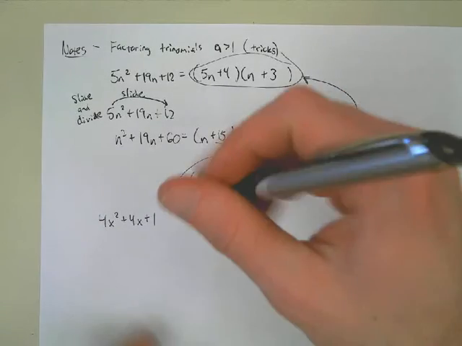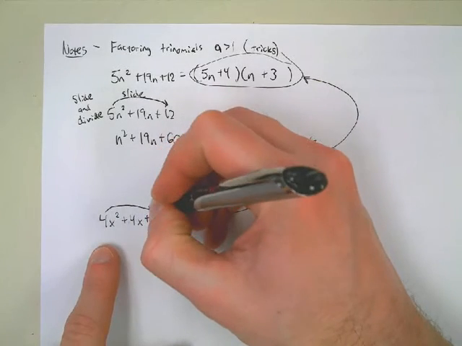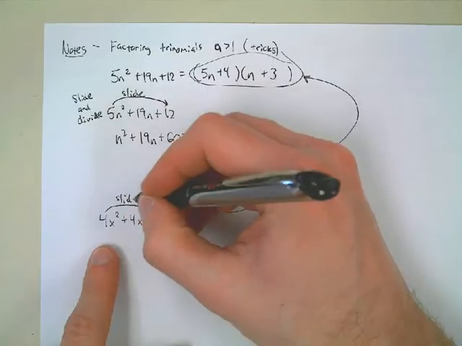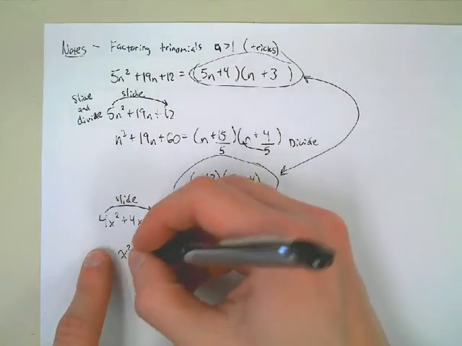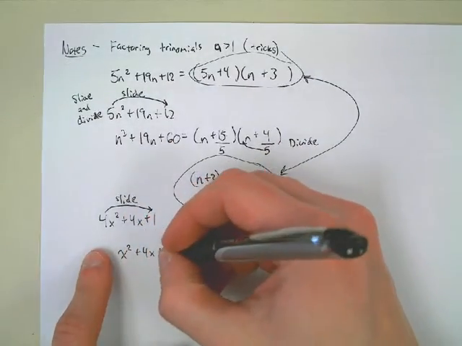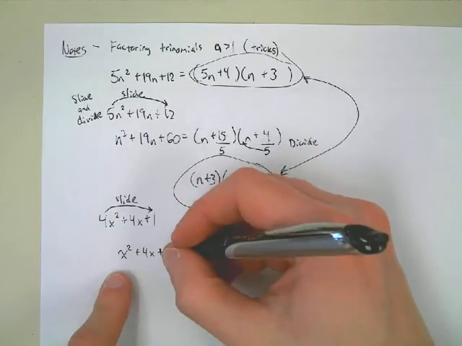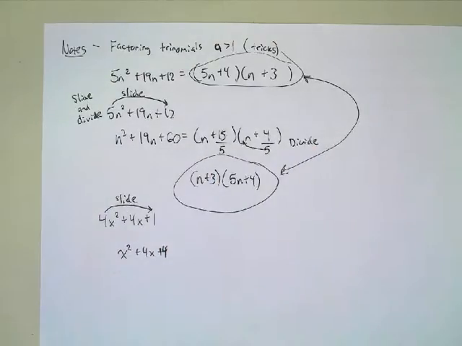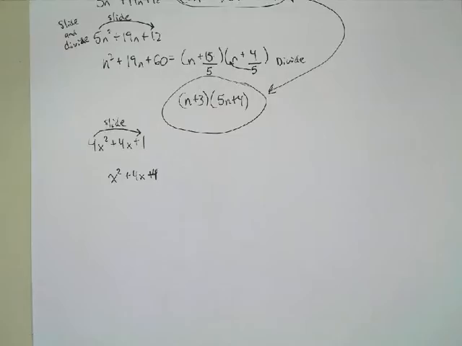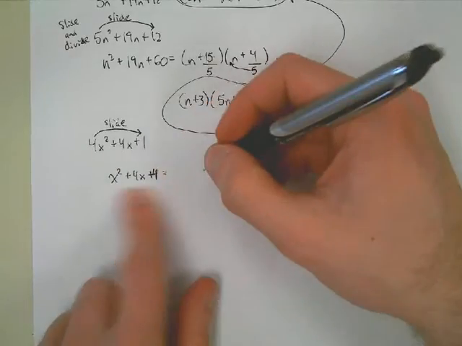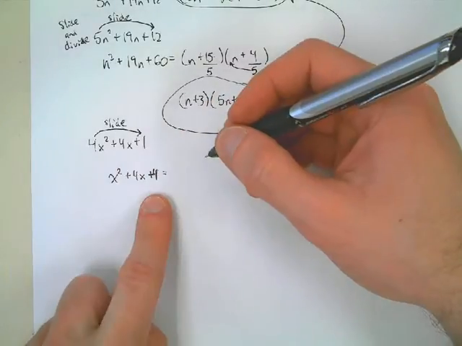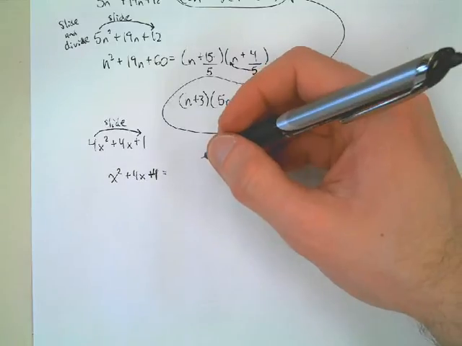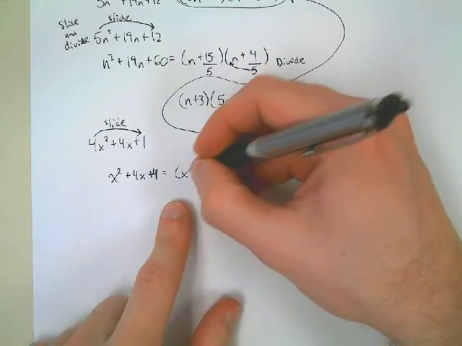So again, we'll slide the 4 back to multiply by the 1. And so that transforms into x squared plus 4x plus 4. Oops, sorry, 4. Can't do math. There we go. Okay. And so now we'll factor this. So we need two numbers that multiply to make 4, but add to make 4. So Evan? x plus 2, x plus 2. You got it.